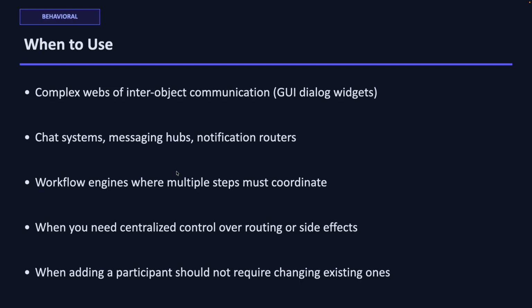Use the mediator pattern when we have a complex web of object interactions. When the communication between components is complex enough to be of its own concern, that could be just like GUI dialogue boxes. That's like the biggest example we can think of, like text fields, checkboxes, buttons that respond to each other's changes. This can get really messy fast when they're wired directly.